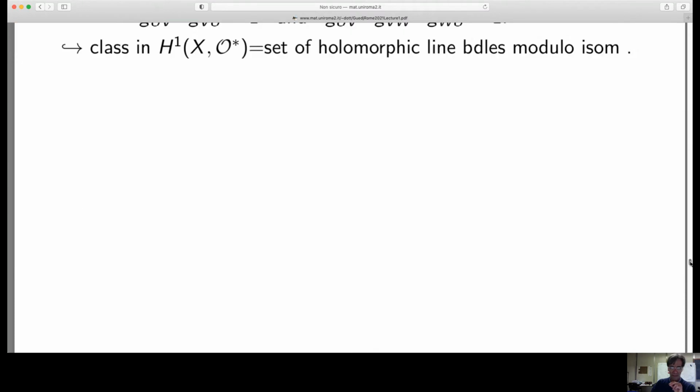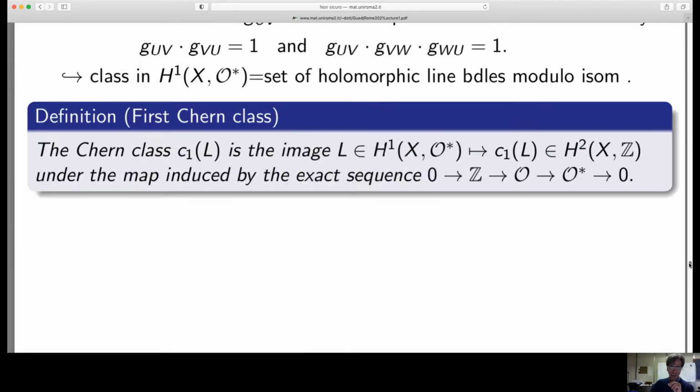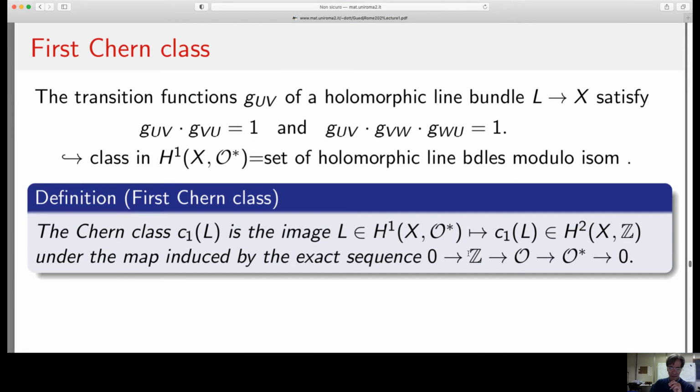Now you have a very important exact sequence of sheaves: 0 goes to Z, goes to O by the inclusion, goes to O* by the exponential map, and goes to 0. This is an exact sequence of sheaves, and therefore you have the induced exact cohomology sequence, and then you have a connecting map from H^1(X, O*) to H^2(X, Z). If you have a line bundle L, represented by some element in H^1(X, O*), its image in H^2(X, Z) is called the first Chern class of the line bundle.